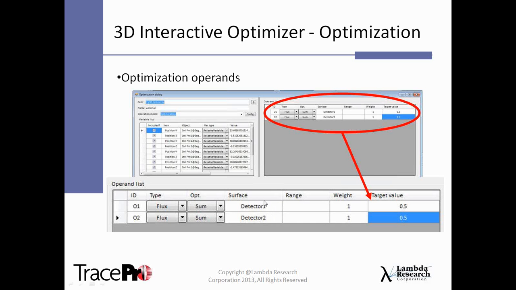I mentioned in the previous slide I named my 2 surfaces, detector 1 and detector 2. So this is how the optimizer knows where to look for the flux values and the irradiance maps in the model. It's going to look for the one on surface detector 1 and also the one on surface named detector 2. And that's why it's important to give these unique names so that it looks on the correct surface.